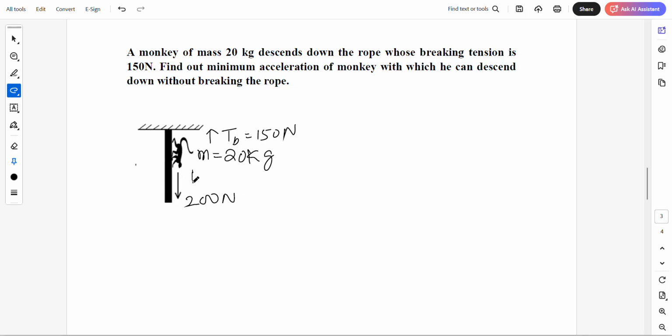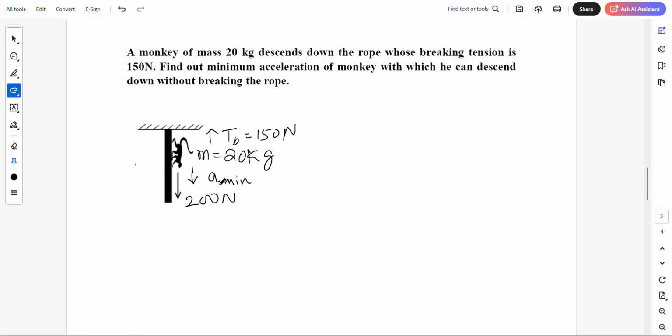So where will A be? A will be downwards. And since this is maximum, this will be minimum. Acceleration will be minimum. TB is less than mg. Now we'll be using Newton's laws of motion.